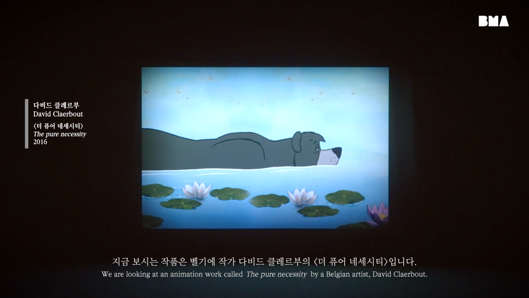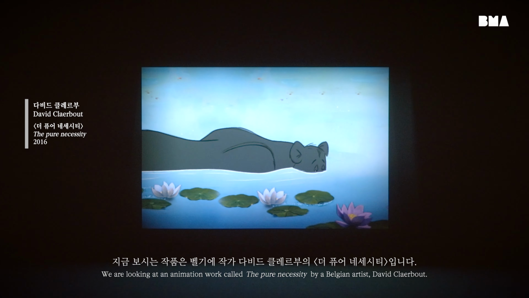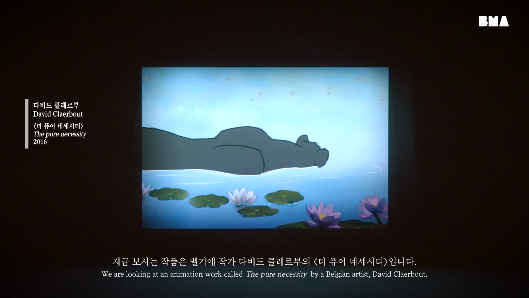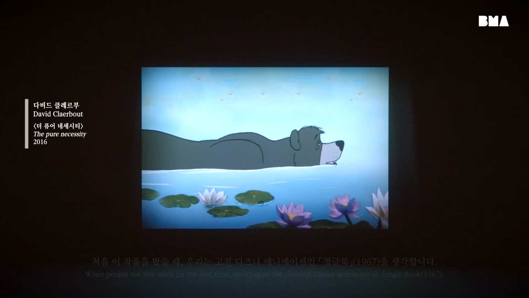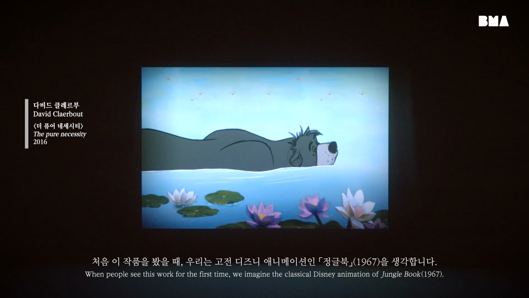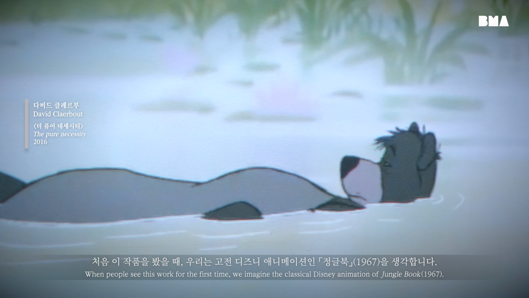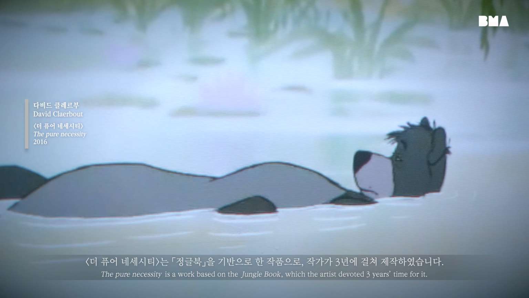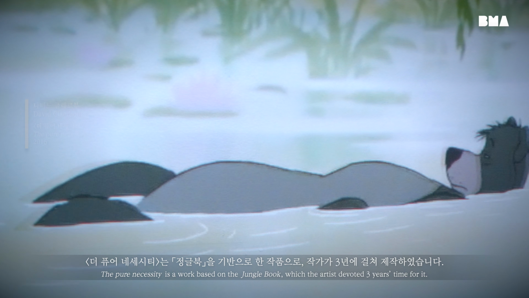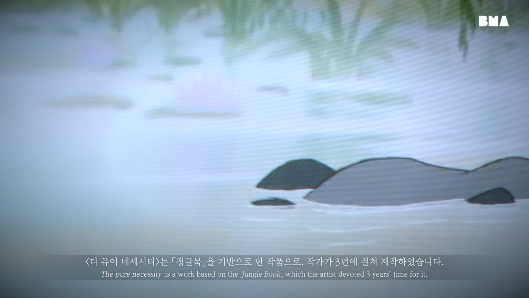We are looking at an animation work called The Pure Necessity by a Belgian artist, David Clairvoet. When people see this work for the first time, we imagine the classical Disney animation of Jungle Book. The Pure Necessity is a work based on the Jungle Book, to which the artist devoted 3 years of time.